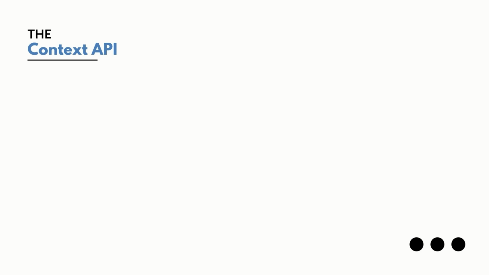Now let's move on to the next phase of our tutorial, and the first concept that we are going to cover is the Context API with React. So what is the Context API? The Context API inside React is a feature that allows you to share state between components without having to pass props through each level of your component tree. So what does this mean?